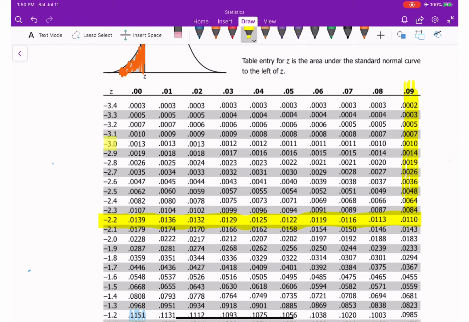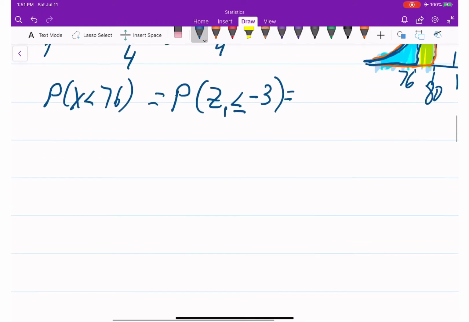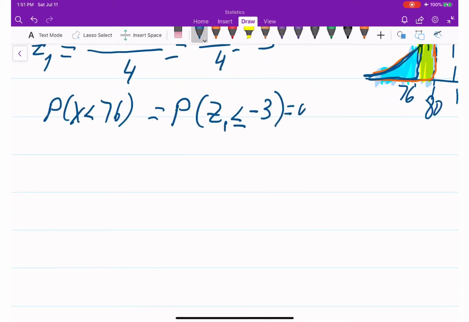Right here, negative 3. Now, since we don't have any decimal notation, we are taking negative 3.00. And we are going to stop right here. 0, 0. That's all. And the solution is going to be 0.0013. Okay, next one.